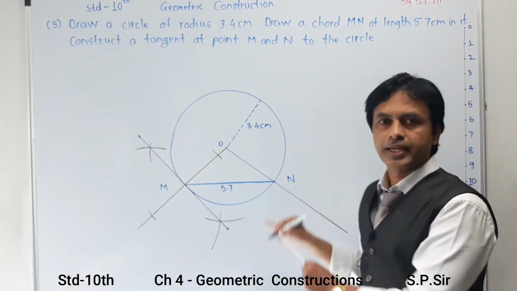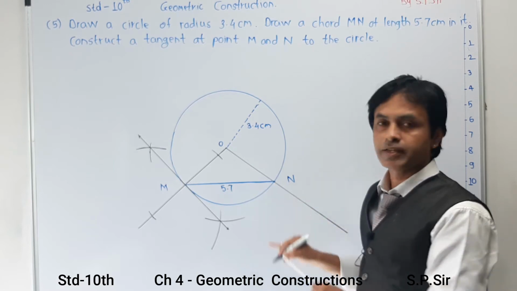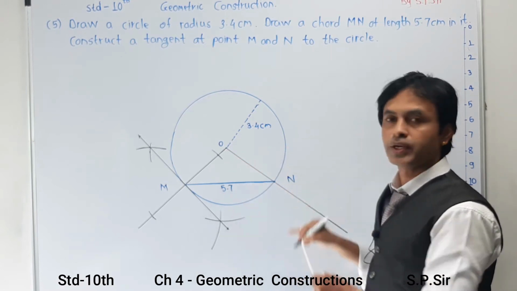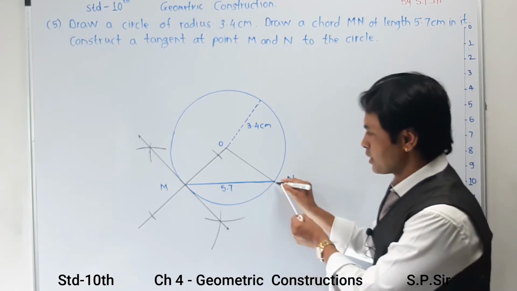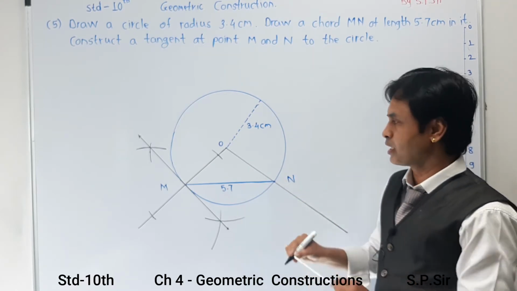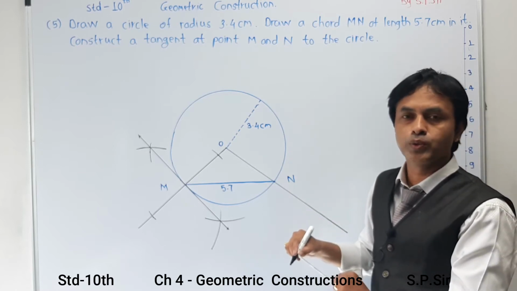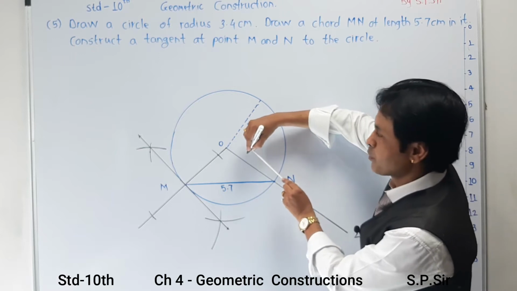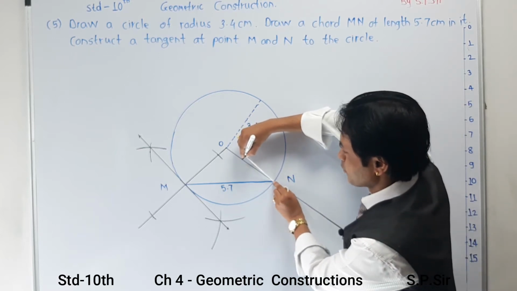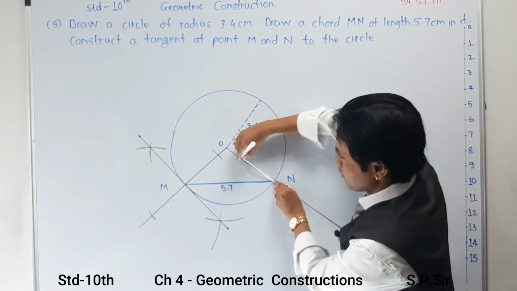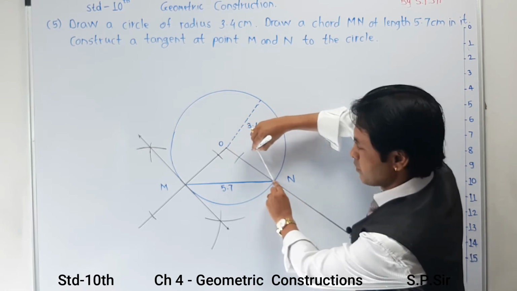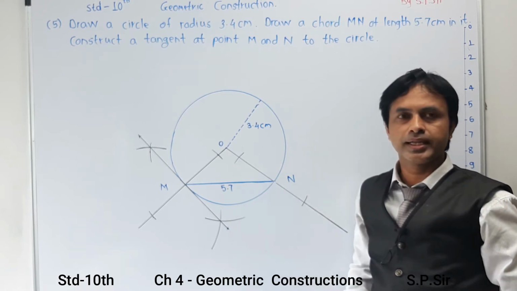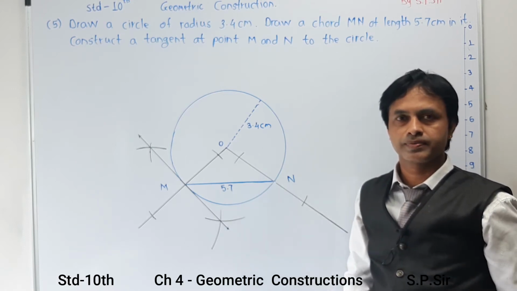Now again pay attention. You have to take N as a reference point which is already on the circle, on radius ON. Now keeping N as center, again you have to make 2 marks, keeping a distance less than 3.4 centimeter, because your radius is 3.4 centimeter. I am going to make 1 arc inside the circle and second arc outside the circle, and in this way you make 2 marks.